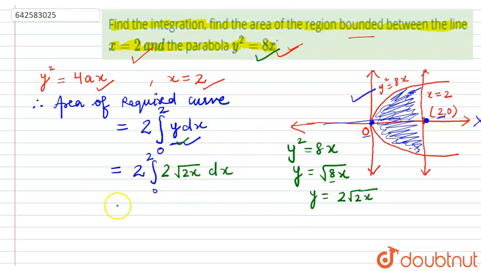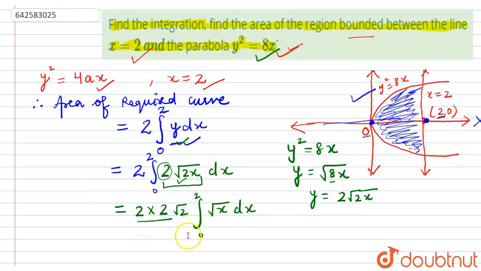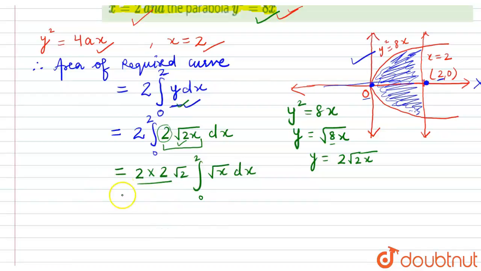Okay, and now for finding the integration of this integrand, there are two constants: one is 2 and another is root 2. So we can bring the constants out and keep the terms of x inside the integration. Multiplying these constants in the next step gives us 4 under root 2 times the integral from 0 to 2 of under root x dx. Now let's see how we can integrate this.